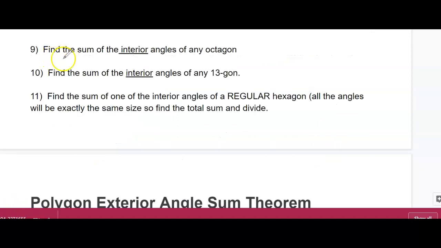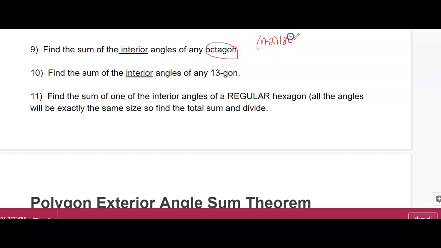Okay, let's look at number 9. It says find the sum of the interior angles of any octagon. So an octagon has 8 sides, right? To find the sum of the interior angles, you're just going to count the number of sides, minus 2, which is 8 minus 2, and then multiply that times 180 degrees.